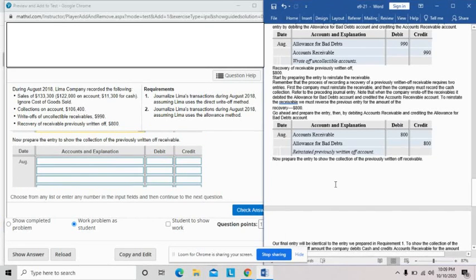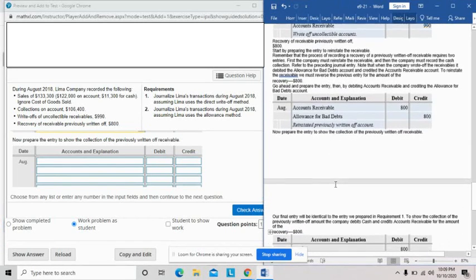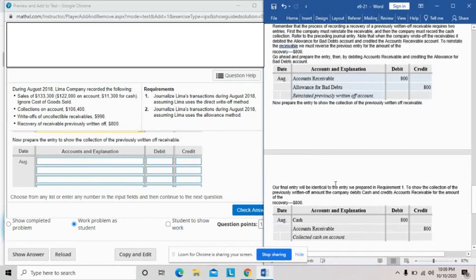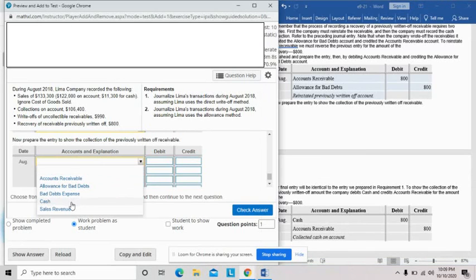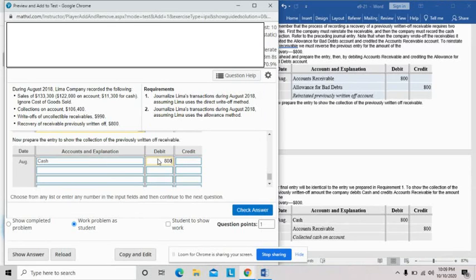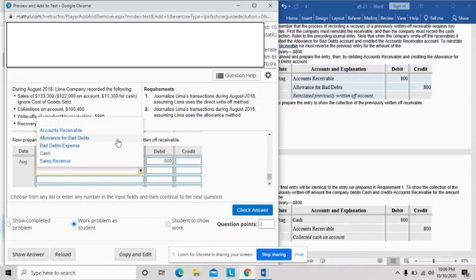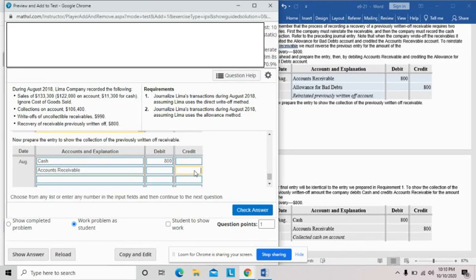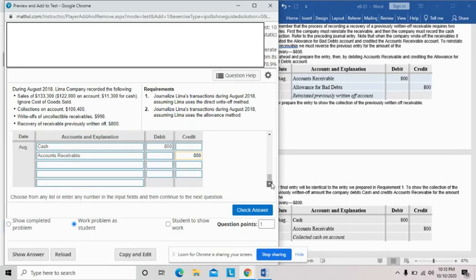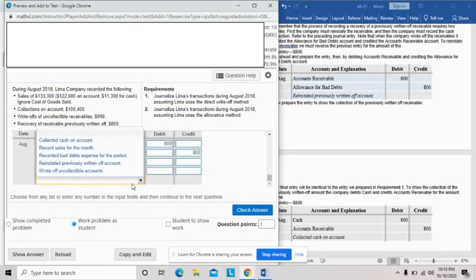Okay. So now in our final entry, we must show the collection of the previously written off receivable. This entry will be identical to the entry prepared in requirement 1. To show the collection of the previously written off amount, the company debits cash and credits accounts receivable for the amount of the recovery of $800. So it's going to be a debit in cash, 800, credit in accounts receivable, 800, and our explanation includes collected cash on account.